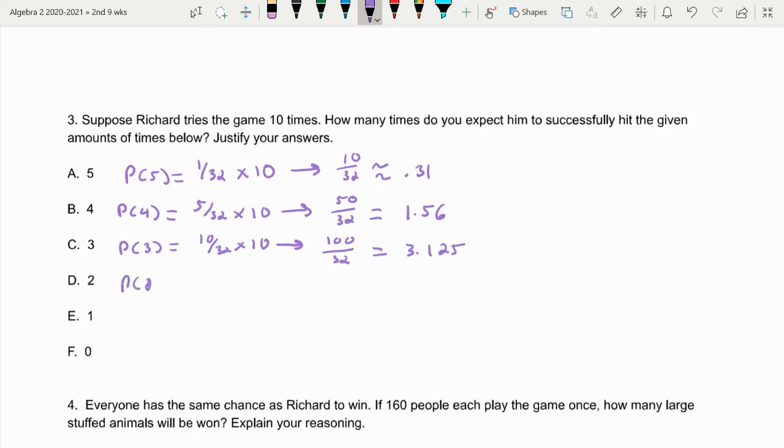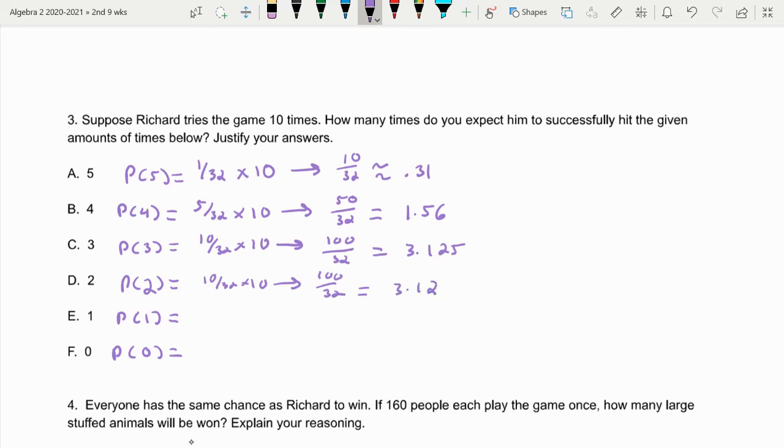Because it's a binomial distribution, we get the same results for the probability of 2, the probability of 1, and the probability of 0 hits. We'll see the pattern continue. Again, 10 out of 32 times 10 gives 100 out of 32 again. So that's where it repeats.